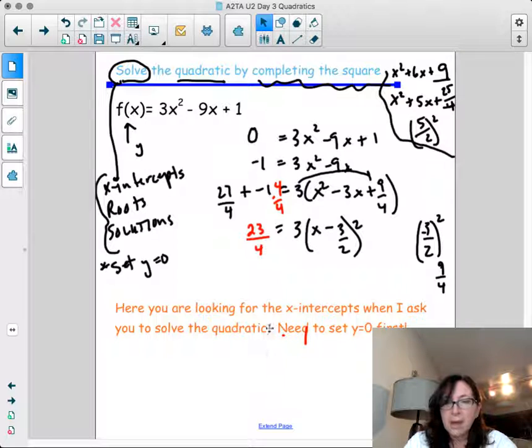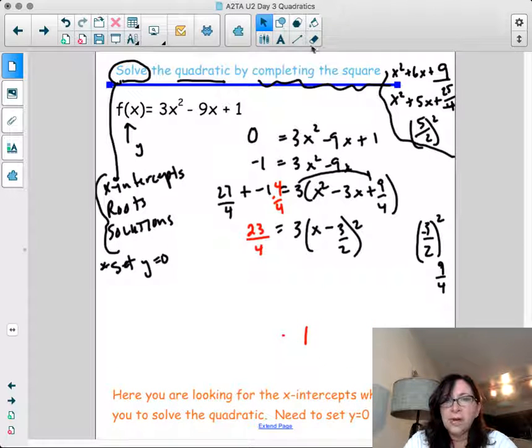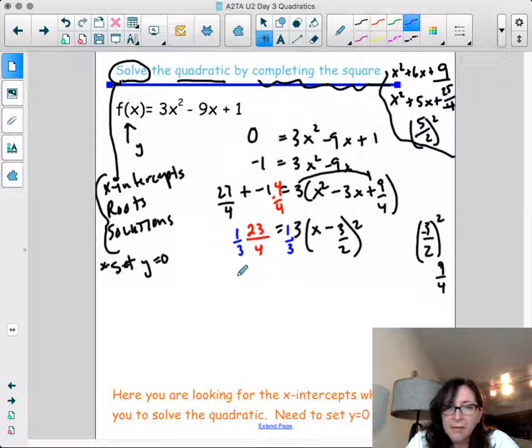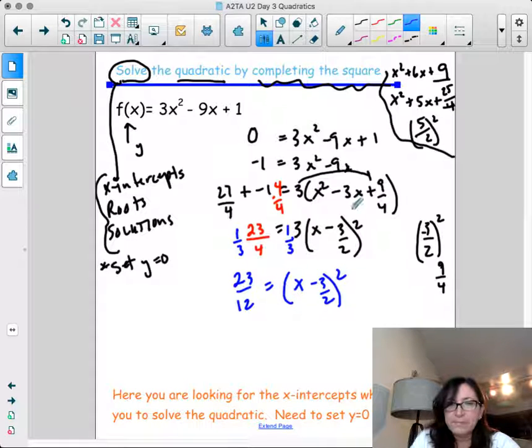What I'm trying to do is solve for x, so keep that in mind. And for me to solve for x, which is basically finding the x-intercepts, I have to isolate the x. So first of all, I'm going to get rid of this 3. I'm going to divide by 3 on both sides, which is also the same as multiplying by 1/3. And so now I have 23 over 12 is equal to the quantity x minus 3/2 quantity squared.